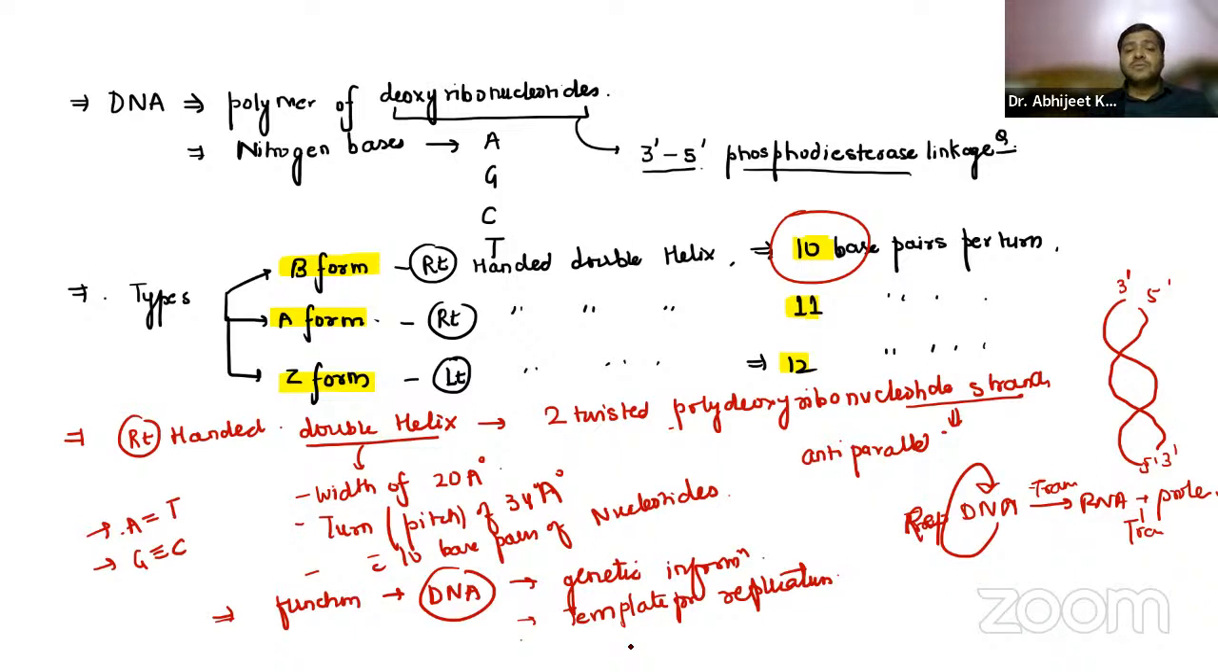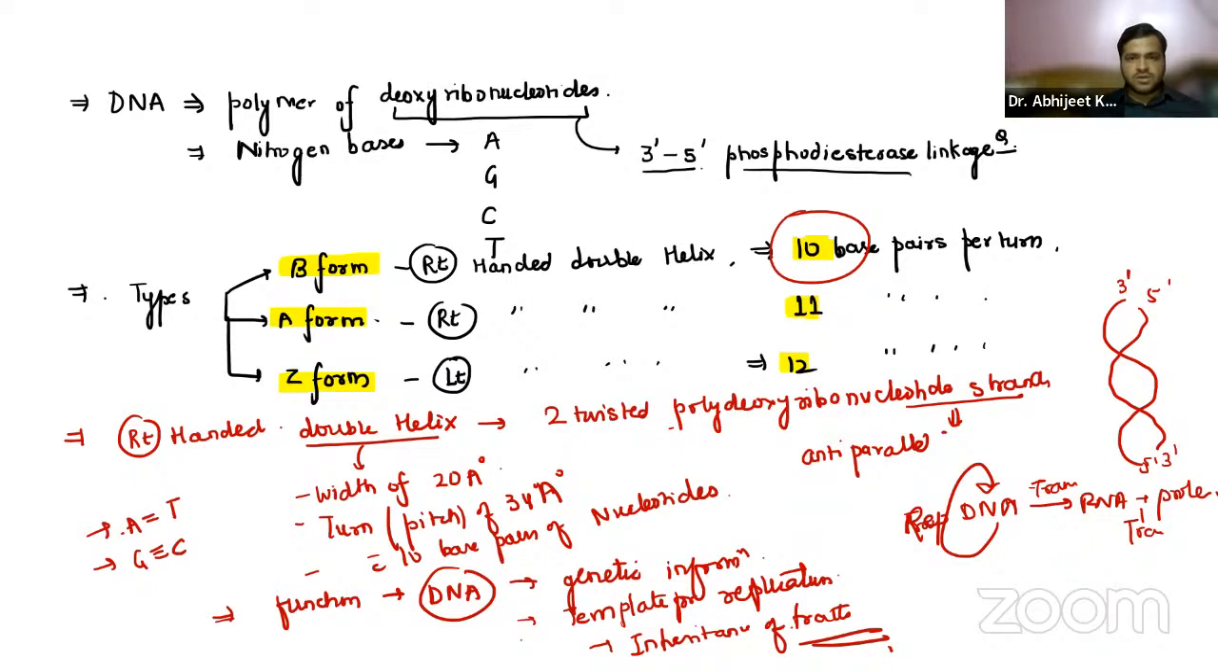And it is responsible for the inheritance of traits. Whatever traits are passed from one generation to another, from the parents to the offspring, DNA is basically responsible for the inheritance of traits also. So this is something that you have to remember over here.